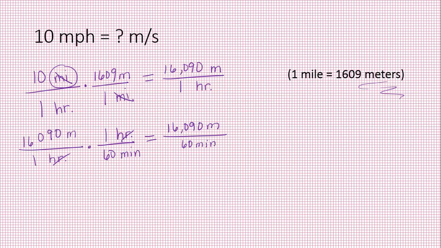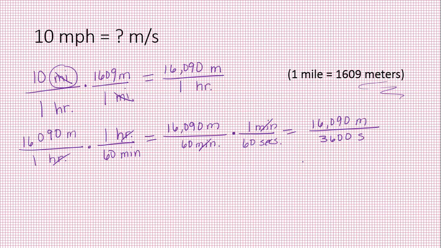I'm not going to divide that out yet. I'm going to wait till the end. But in order to change the minutes to seconds, I repeat that. 1 minute, notice they're opposite locations, so they'll cancel. 60 seconds. And that one, the minutes cancel. Now I have 16,090 meters, 3,600 seconds. And we need the unit rate, so we divide.